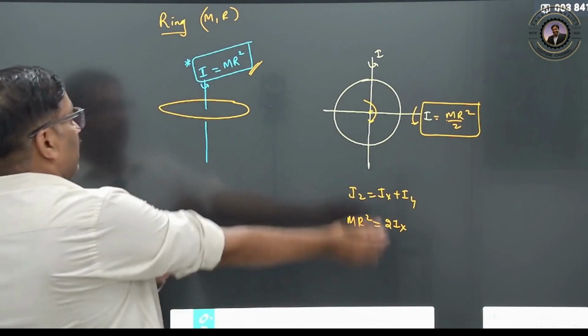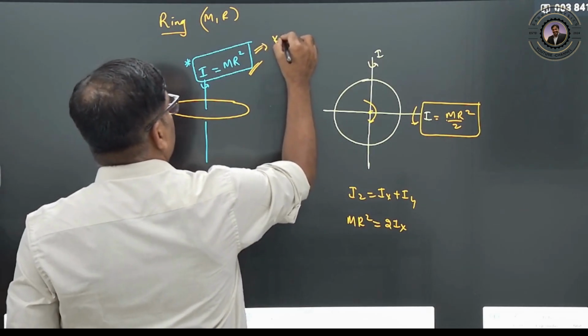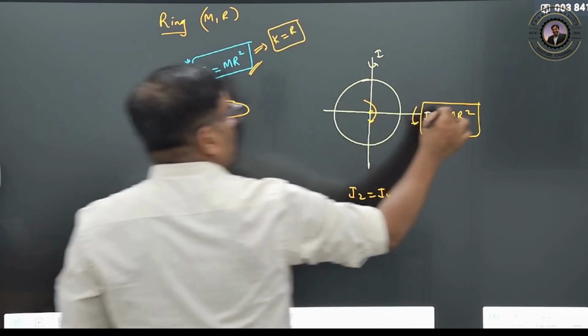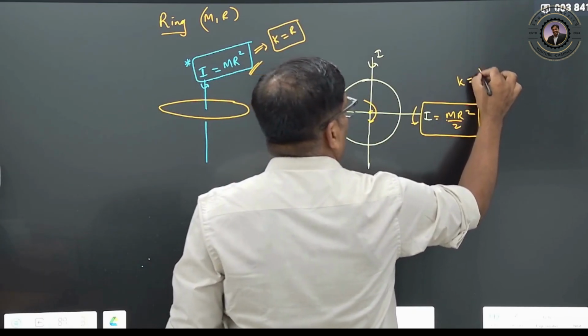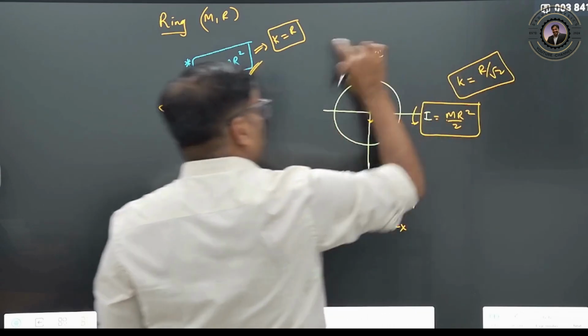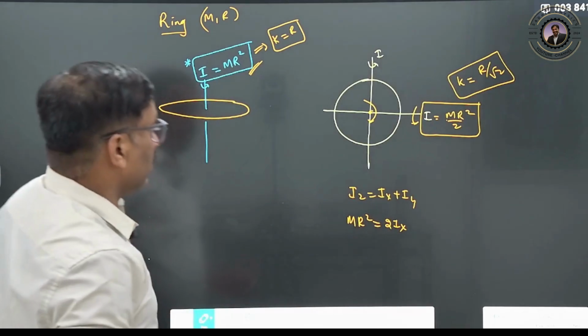So what will be the radius of gyration here now? What is the radius of gyration? For the axis through the center, r will be your radius of gyration. And what will be the radius of gyration here? R by root 2 will be your radius of gyration for the axis passing along the diameter.